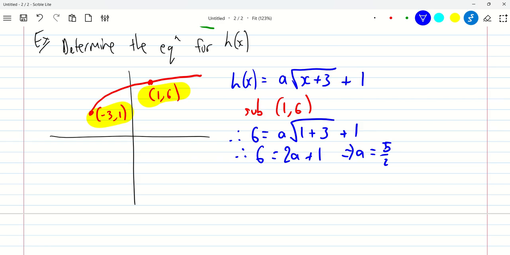That's a 5 there, 5 over 2. And therefore my equation h of x is equal to 5 over 2 root x plus 3, plus 1. Hope that makes sense. See you in the next video.